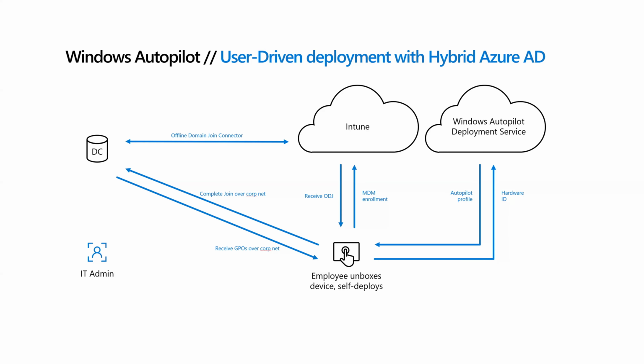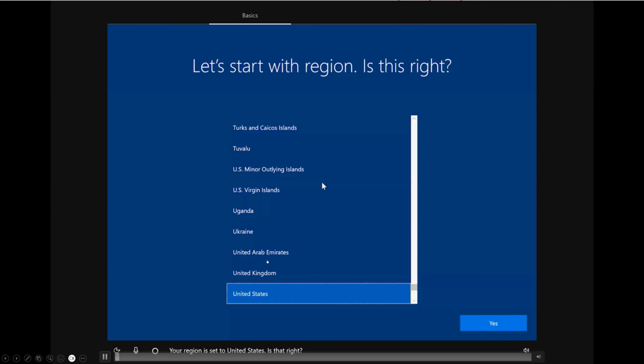That is when it goes and talks to your Active Directory. It completes the join over the corporate network, and that is where you receive all the group policies. This is hybrid AD join. It joined to Azure AD, and it also joined to Active Directory during the Autopilot process. So this is how it appears.